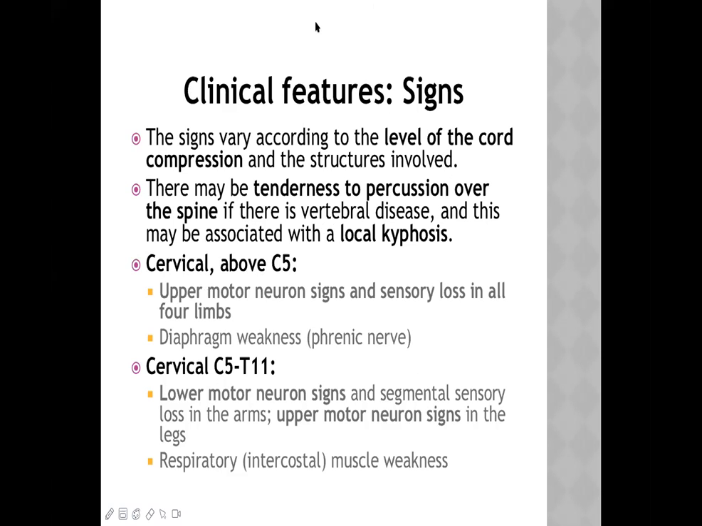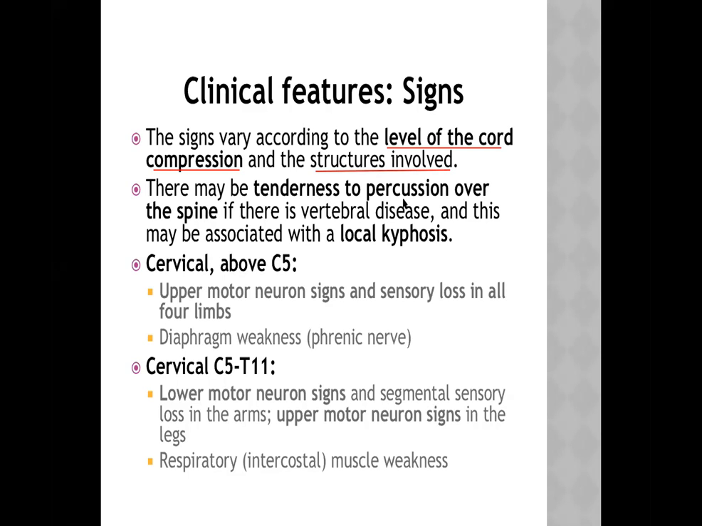Now, what about the signs? Signs means what physical findings you will get when you are examining the patient. Very, very important concept. Please pay attention. The signs vary according to the level of the cord compression and the structure involved. For example, if the cervical part of the spinal cord is compressed, all four limbs are paralyzed. If the C3, C4, and C5 level is affected, then even the diaphragm is paralyzed. So that is the meaning.